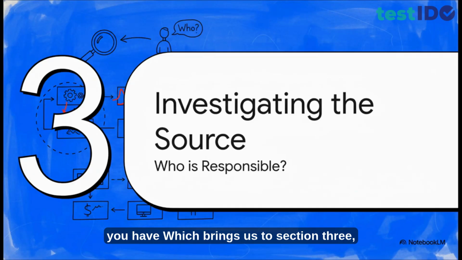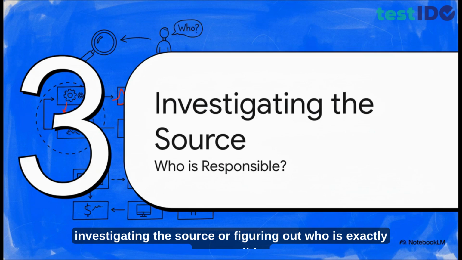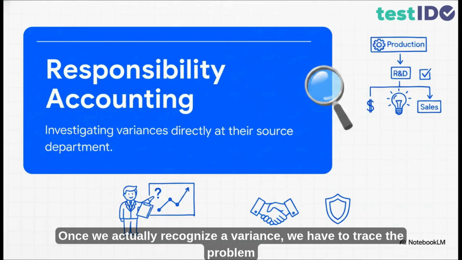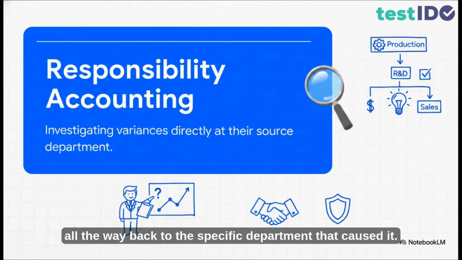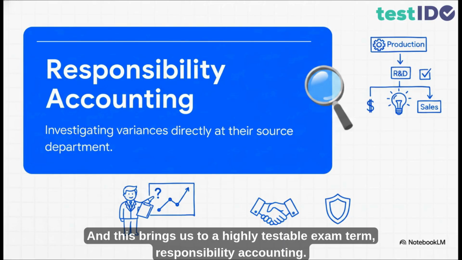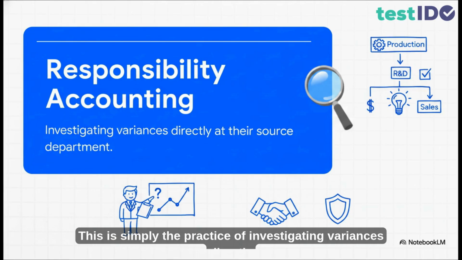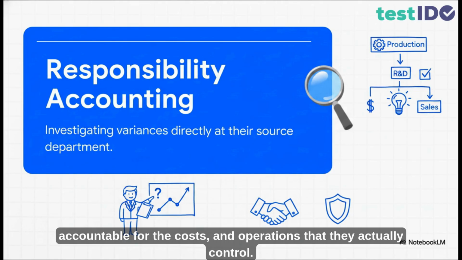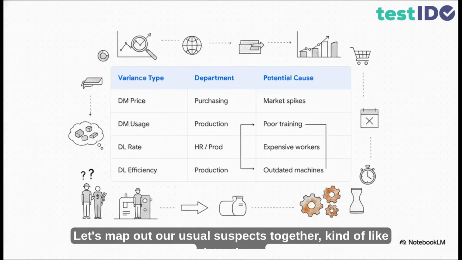Which brings us to Section 3, investigating the source, or figuring out who is exactly responsible. Once we actually recognize a variance, we have to trace the problem all the way back to the specific department that caused it. We need to know who's responsible. And this brings us to a highly testable exam term: responsibility accounting. This is simply the practice of investigating variances directly at their source department. Think of it as the framework we use to hold specific managers accountable for the costs and operations that they actually control. Let's map out our usual suspects together, kind of like detectives.